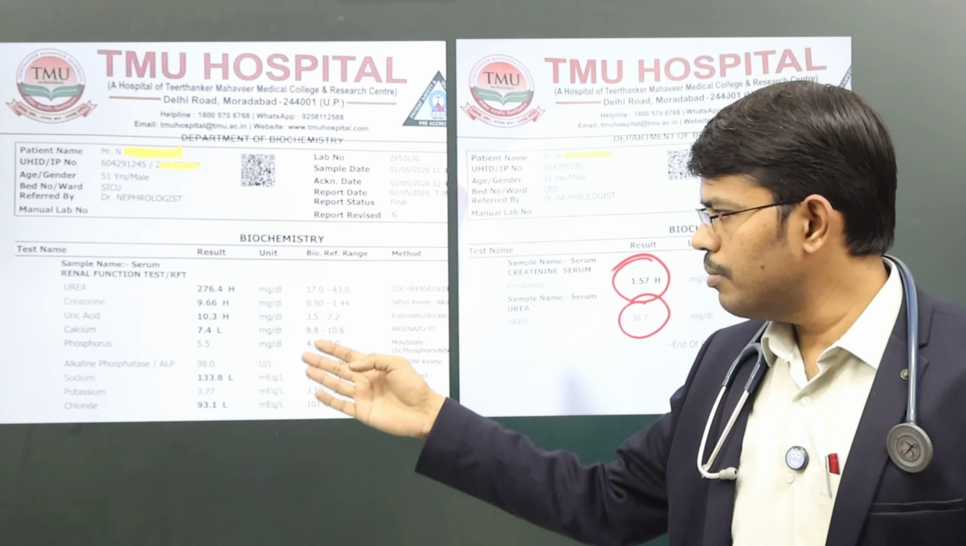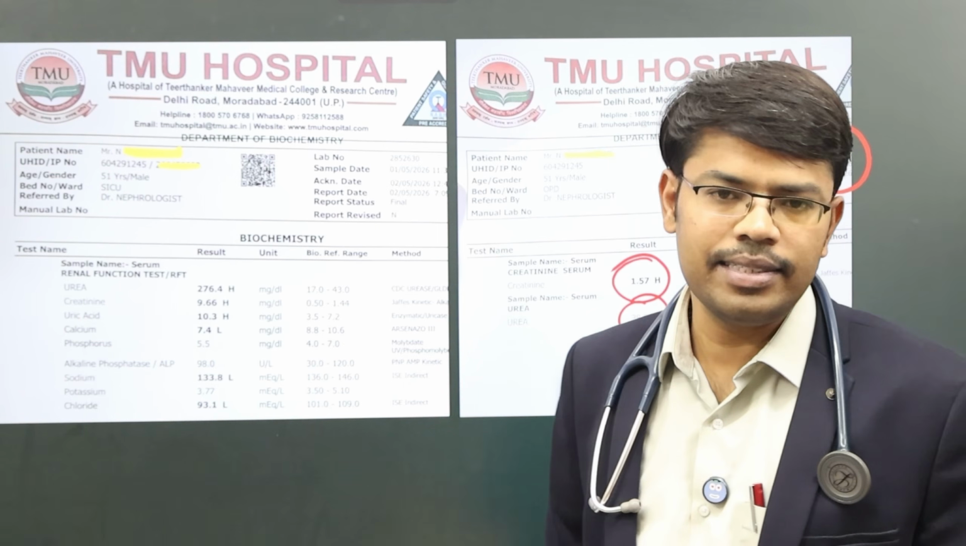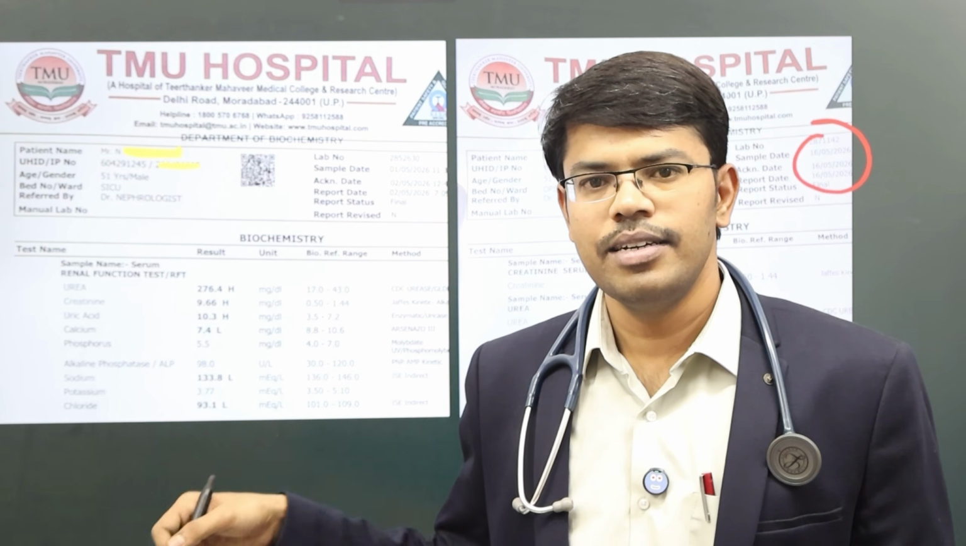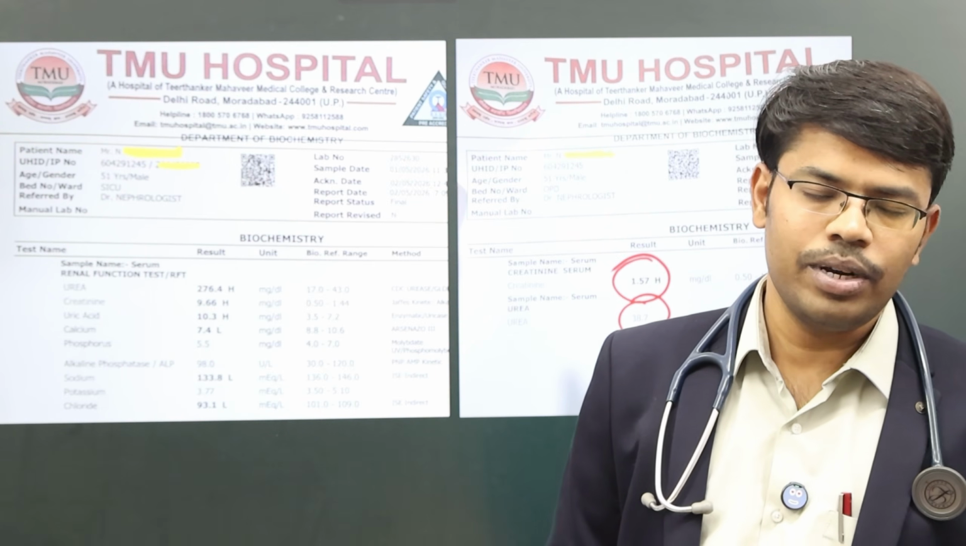So the urea from this value was normalized without dialysis. So this is the case study with respect to the value normalization of extreme high uremia without dialysis.